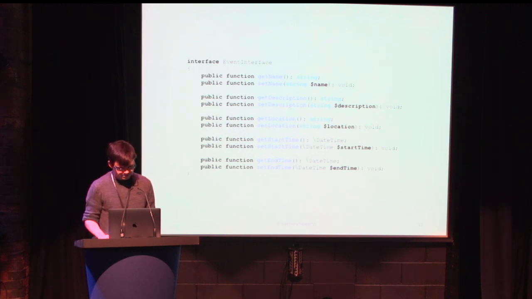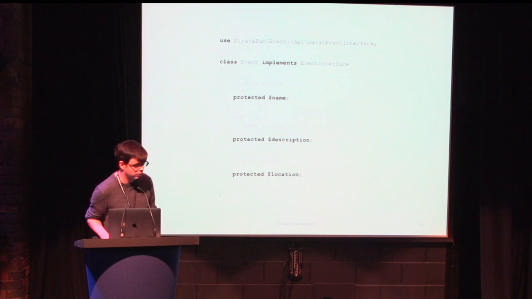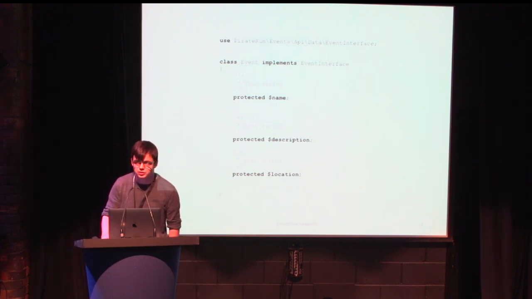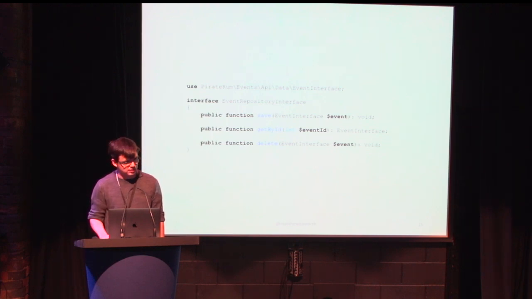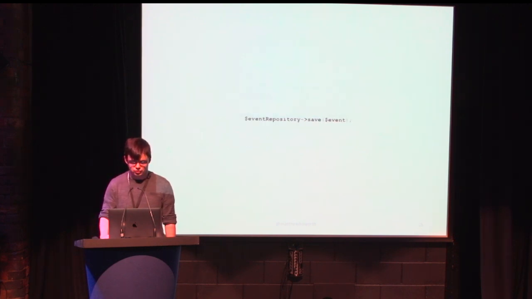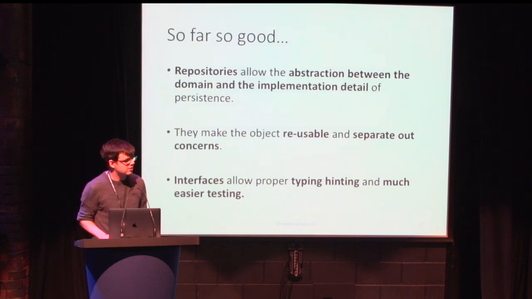My repository, the concrete implementation of that, will look like that, with more getters and setters that I can't fit on the screen. And my repository interface might look something as simple as this. I've got save, get by ID, and delete. For now, I'm going to focus on save. And if I want to save my model, I'm going to pass it to the save method of the repository. So far, so good.